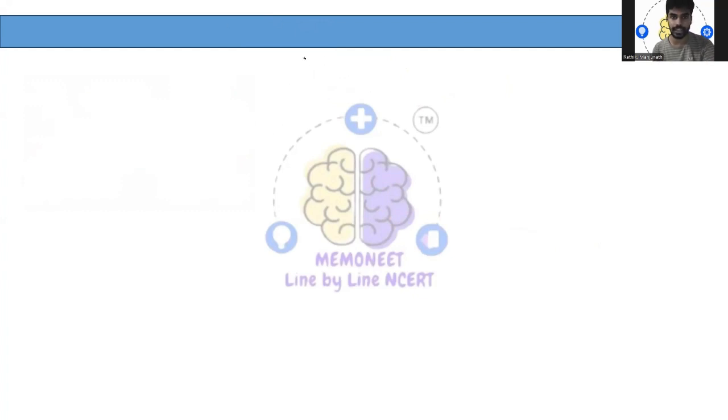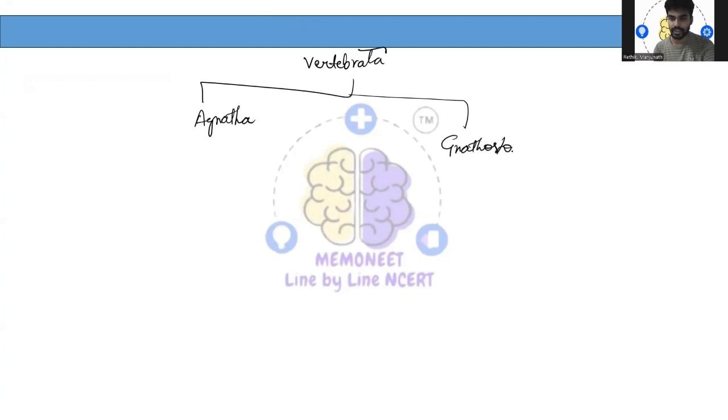See, Vertebrata has again been divided into two groups. One is Agnatha and the other is Gnathostomata. See, Agnatha is nothing but those which lack the jaw. Gnathostomata normally bear the jaw.